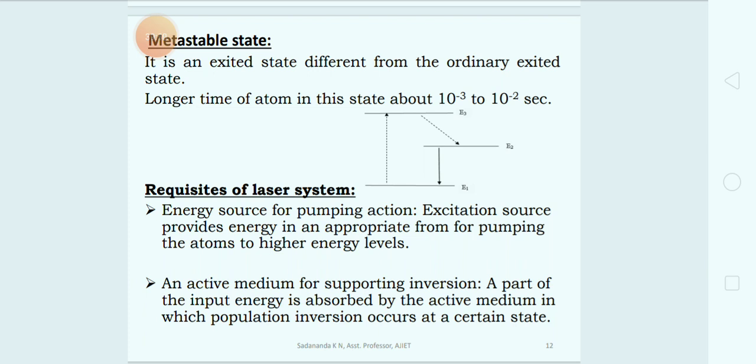Please remember, optical pumping means energy supplied by a light source, which is made use of in the construction of the ruby laser. If the pumping is achieved by electrical energy, then that pumping is called electrical pumping. The helium neon laser makes use of electrical pumping.